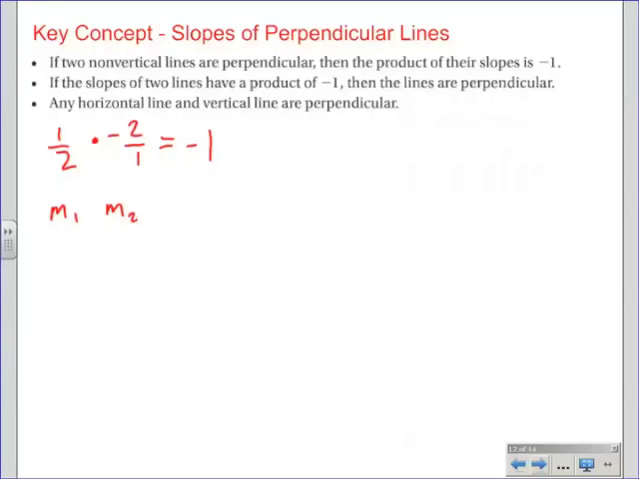And so if I multiplied those two together, you would see my 2's would cancel out. I'm just left with -1. And so a slope of 1/2 and a slope of -2 are going to give you perpendicular lines. So remember, opposite reciprocals.